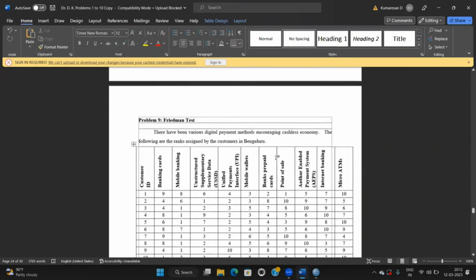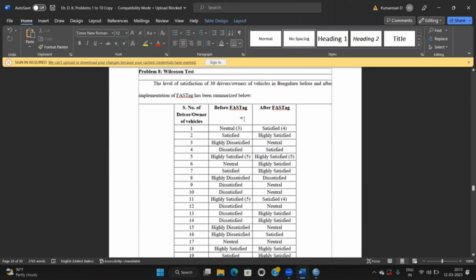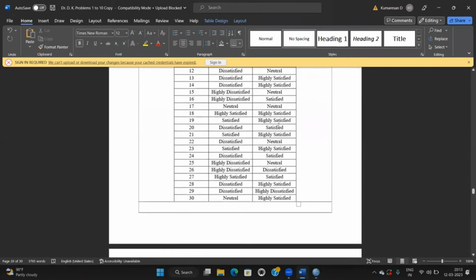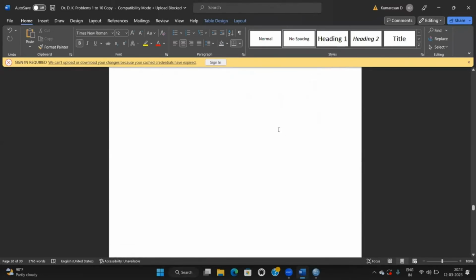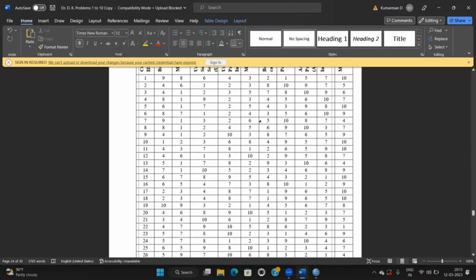Here, in the case of the Wilcoxon test, there are two related samples, before and after. But here, we are given 10 data. Earlier, one sample had 2 data. Here, one sample has 10 data. So we call it K-related samples.